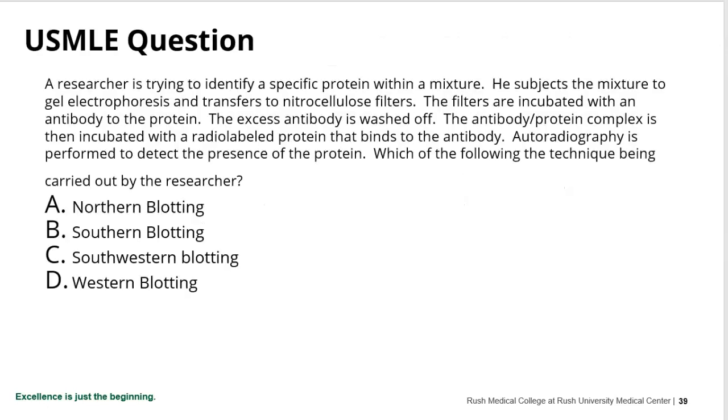So this is actually a USMLE question that I took from one of these books. A researcher is trying to identify a specific protein in a mixture. He subjects the mixture to gel electrophoresis and transfers it to nitrocellulose filters. The filter is incubated with an antibody to the protein. Excess antibodies are washed off, and the antibody-protein mixture is then incubated with a radioactive protein that labels the antibody. Autoradiography is performed to detect the presence of the protein. Which of the following techniques is being used by the researcher? Northern blotting, Southern blotting, Southwestern blotting, or Western blotting?